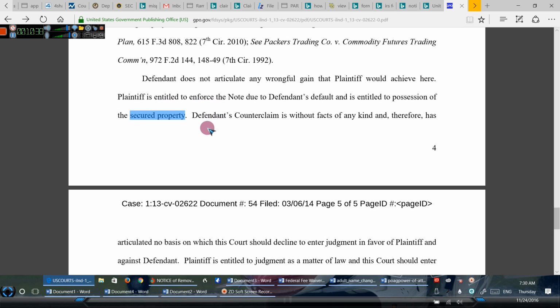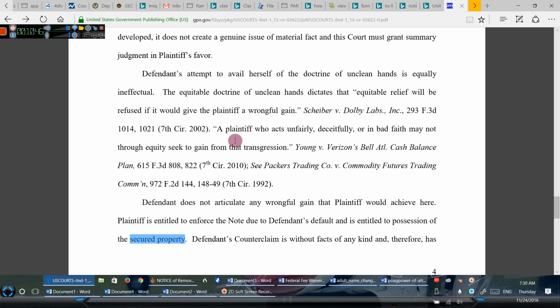Prepared to be doing this research for this young lady so I could put together her notice of removal. Now, what they do is they give me case law here. The plaintiff who acts unfairly and deceitfully or in bad faith may not go through equity to seek to gain from that transgression. Well, ladies and gentlemen, I got tons of transgressions and proof that they have acted deceitfully and unfairly. You see, this is the equitable doctrine. Equity will not help where there has been wrongful conduct on the part of the plaintiff, the one seeking equity.